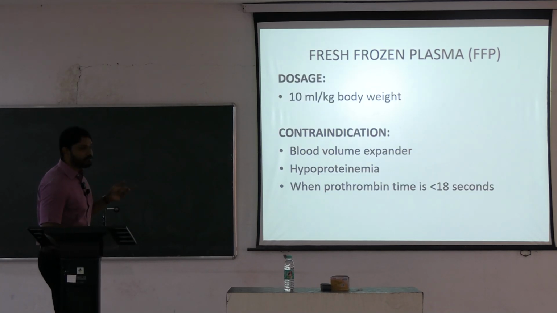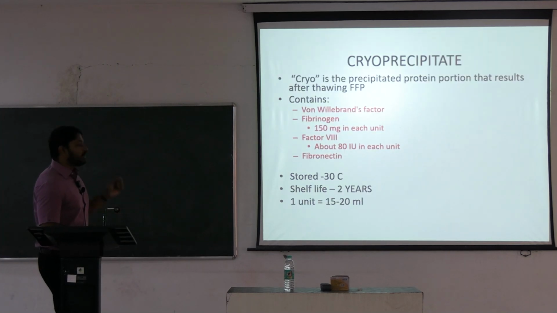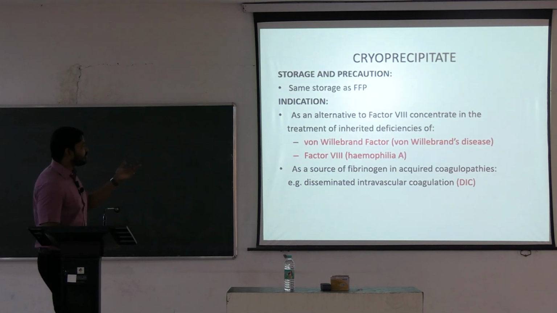Contraindication you should know, when we should not give. When the patient is on a blood volume expander or is receiving albumin, we need not give FFP. When the patient has hypoproteinemia, we will not give it. And cryoprecipitate has von Willebrand factor, fibrinogen, factor 8 and fibronectin. We should know all the components in cryoprecipitate. As I told, it has von Willebrand factor, so it will be used in von Willebrand disease. It has factor 8, so it is used in hemophilia A.